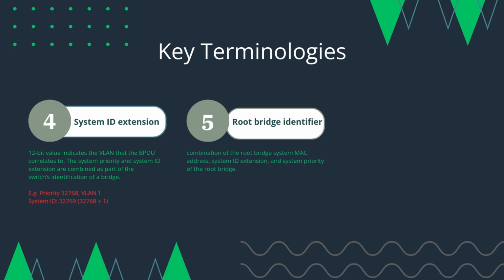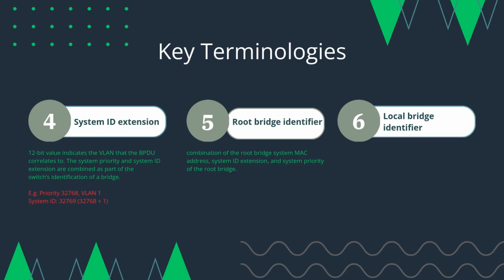It's a combination of 3 components: the root bridge's MAC address, its system ID extension, and its system priority. This identifier is included in every BPDU, so all switches know exactly which switch is the root bridge. Similarly, the local bridge identifier uniquely identifies each individual switch using that same combination: the local switch's MAC address, its system ID extension, and its system priority. This helps switches distinguish themselves in BPDU exchanges and root bridge elections.